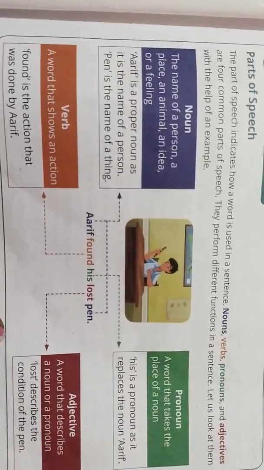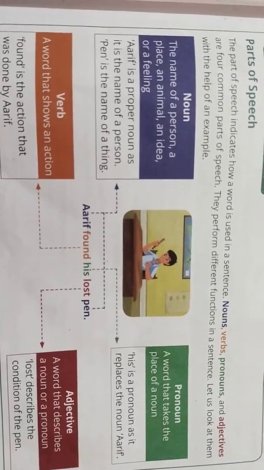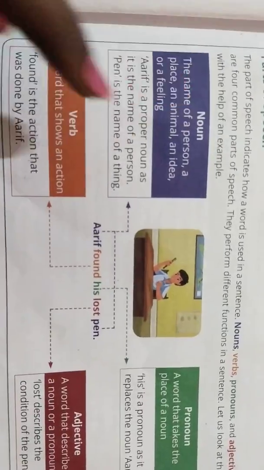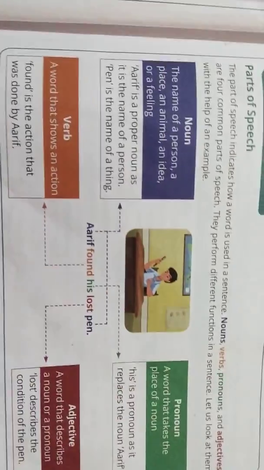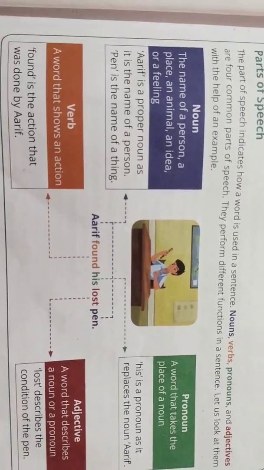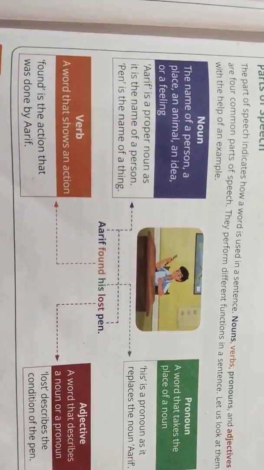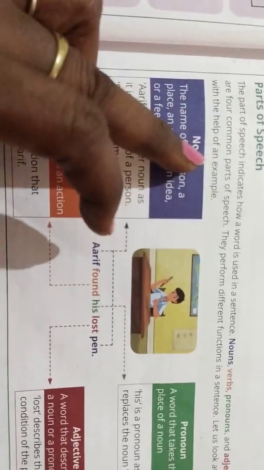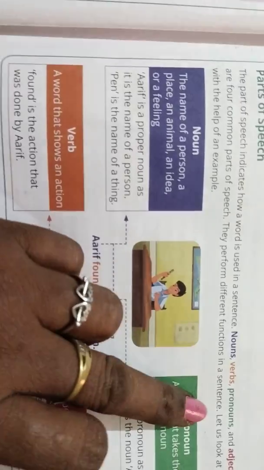So we all know the most important and common parts of speech are four things, that is noun, verb, pronoun and adjective. So let us know about this. The parts of speech indicate how a word is used in a sentence. For example, nouns, verbs, pronouns and adjectives are four common parts of speech. Here they perform different functions in a sentence.